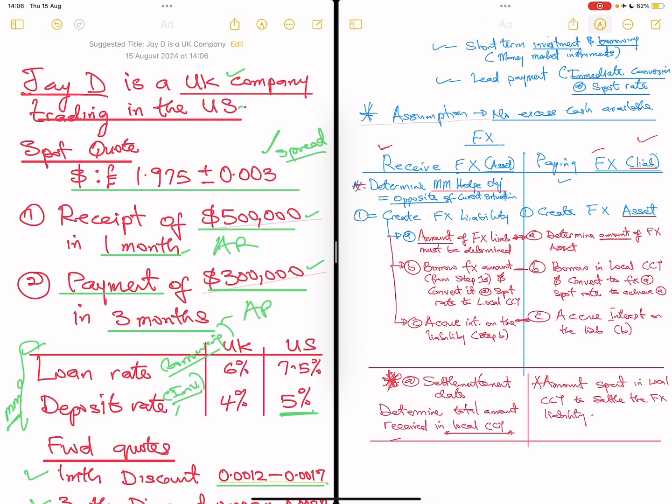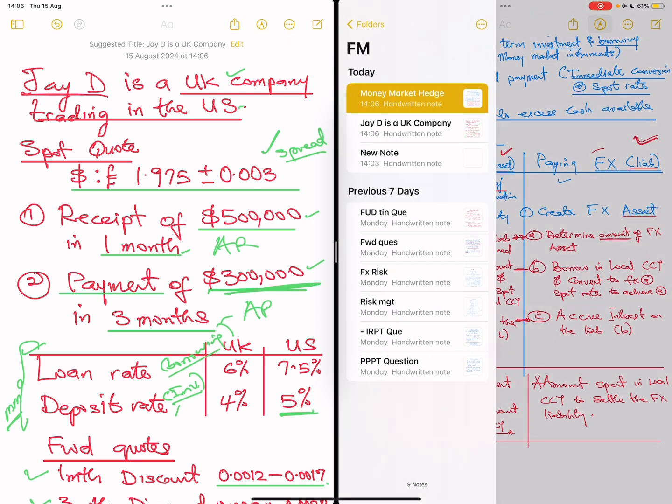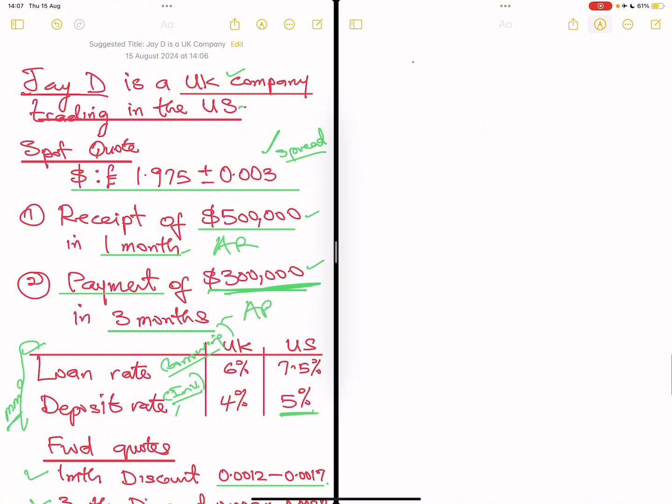Now, receipt of 500,000 will fall into this, which is an asset, and the payment of 300,000 here will fall into a liability. So we use this first column for the first question and second column for the second question. But remember, the first thing we always have to do is to determine. So let's start to solve the first question, which is receipt of 500k. So we want to use money market hedge.